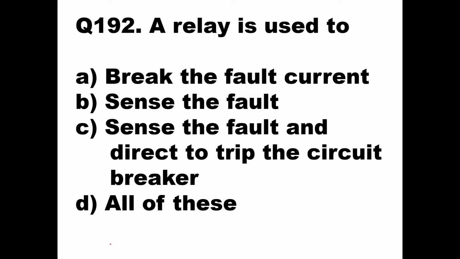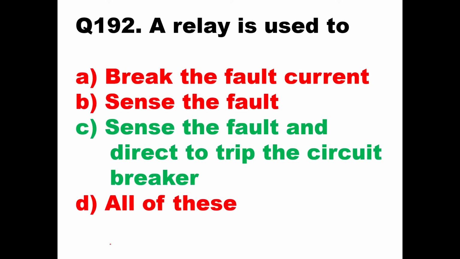Question number 192. A relay is used to, as you all know, a relay is a make or break circuit. Okay. So it is used to, option A is break the fault current, sense the fault and direct to trip the circuit breaker, all of this. So out of this, option C is the right one. It should sense the fault and it should direct to trip the circuit breaker. Okay. So it is a make or break circuit. So it has to sense the fault and direct to trip the circuit breaker. Okay. Then option C is the right answer over here. Then we'll go to the next question.